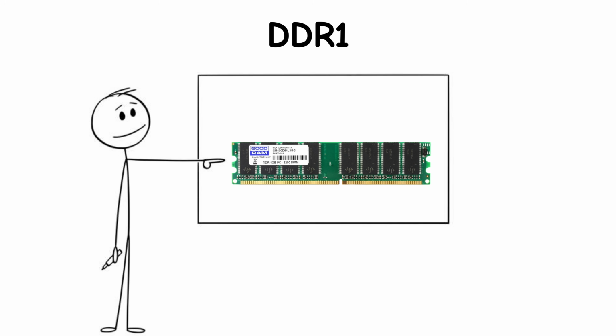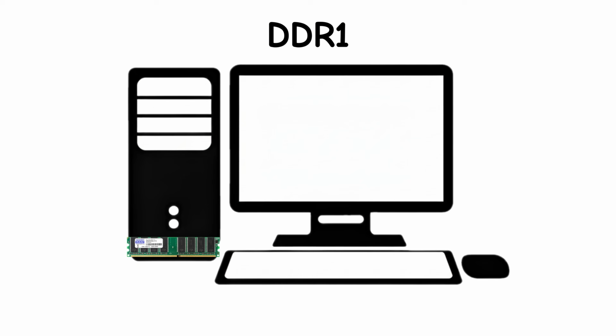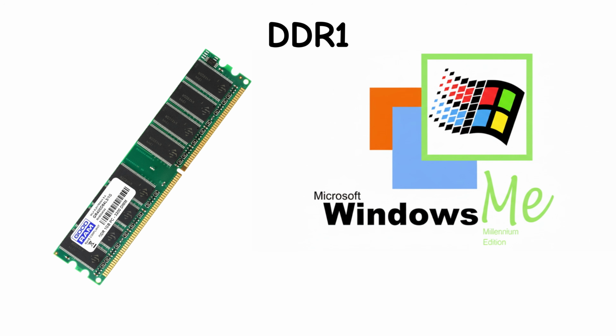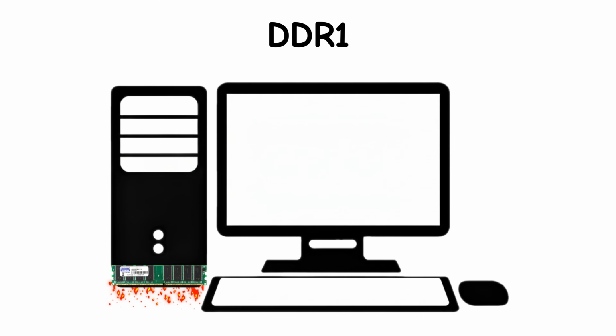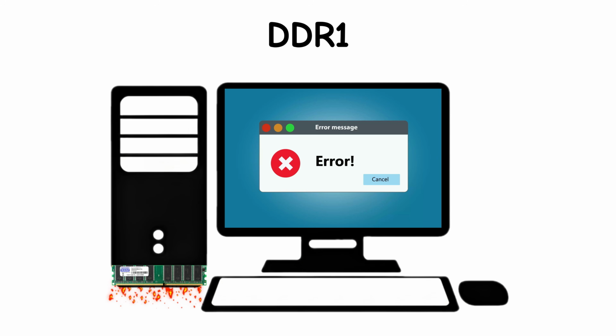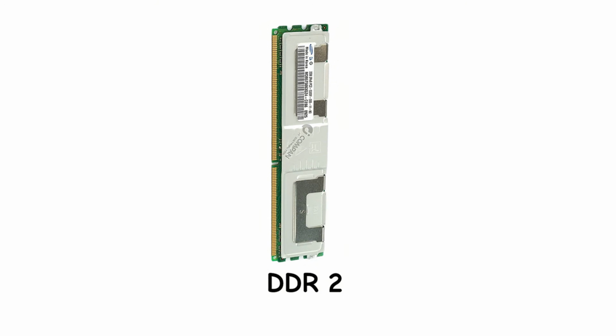But DDR1 also had a downside. It ran at 2.5 volts, which is high for RAM. Higher voltage means more power use, and that also means more heat. When RAM runs too hot, the system can freeze or crash. And it didn't help that DDR1 was common during the Windows Millennium Edition era, which was known for being unstable. So you had the heat problem on the hardware side, and then Windows ME also caused plenty of random errors on the software side.